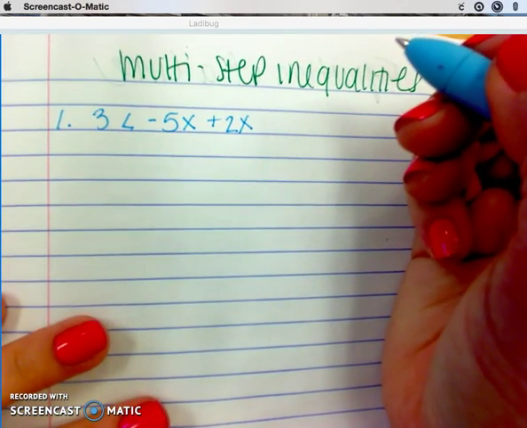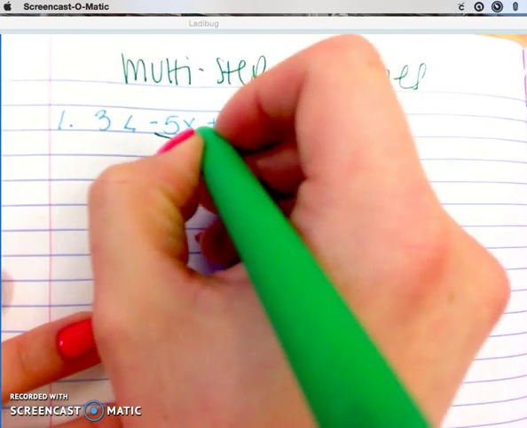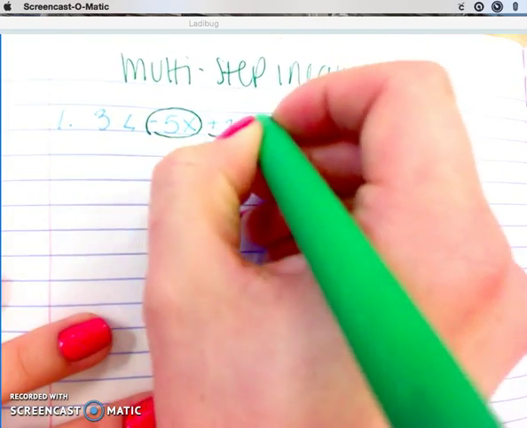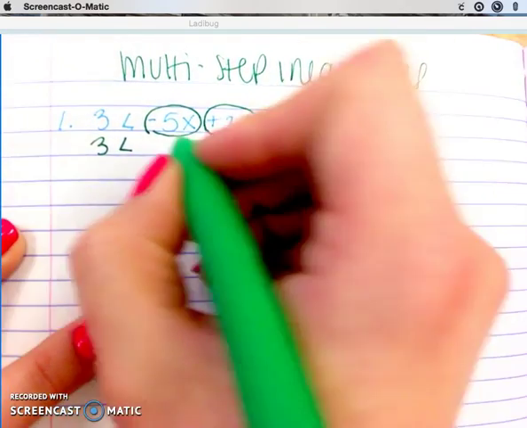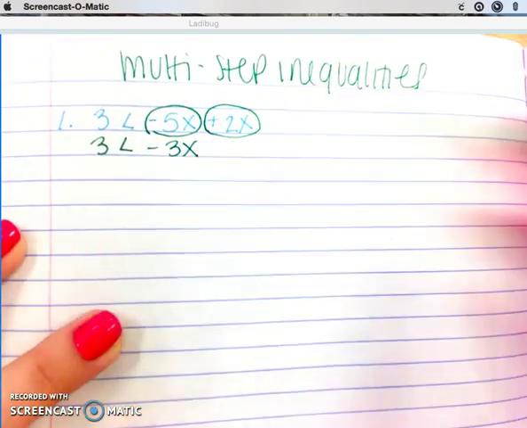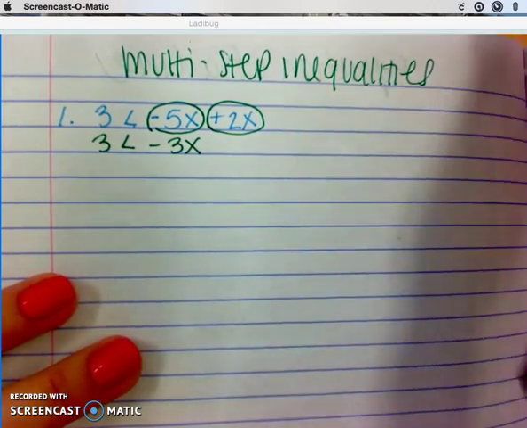So if this is my first question, 3 is less than negative 5x plus 2x, I'm looking for the same things. Do I need to combine like terms? I do. Negative 5x and 2x is negative 3x. So negative 5 plus 2, or 2 minus 5. Same process is going on here.